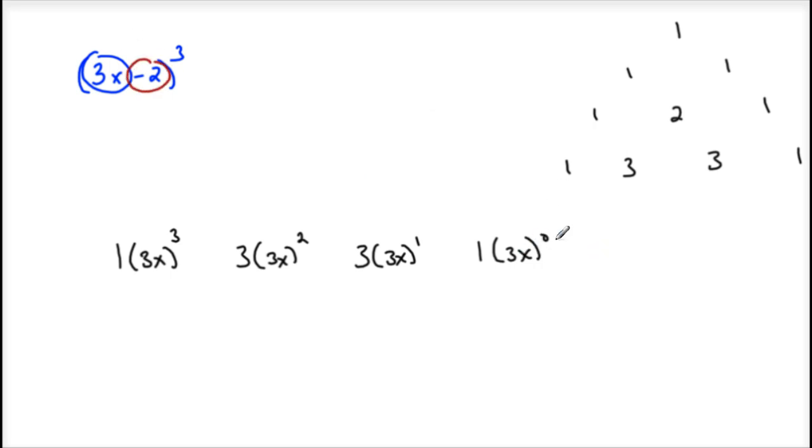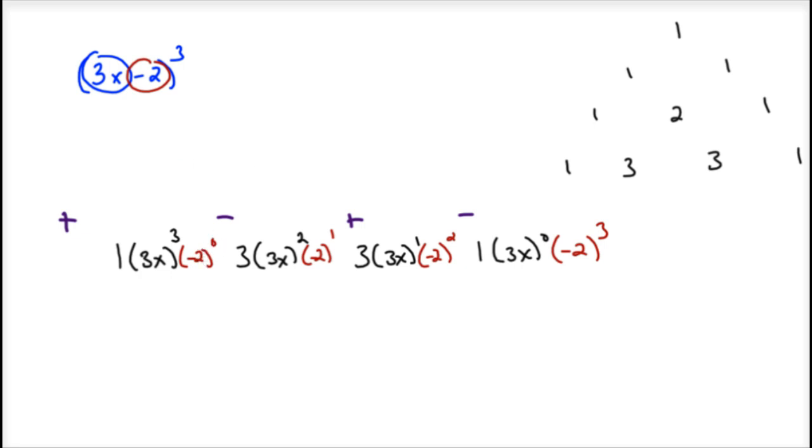Last term, negative 2. Okay, I'm going to take the negative 2 with me. So negative 2 to the third times negative 2 squared times negative 2 to the first, and then times negative 2 to the 0 power. Now if this all goes right, your signs here should alternate. It should be plus, minus, plus, minus. Alright, and you should get the minus sign from the negative 2.